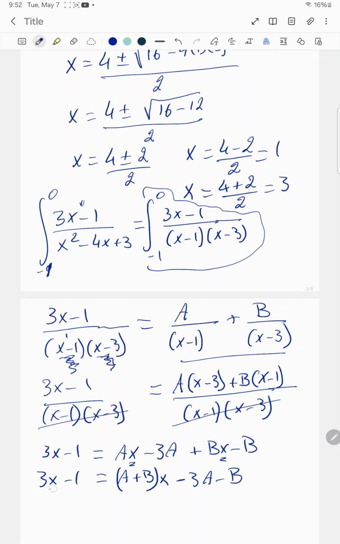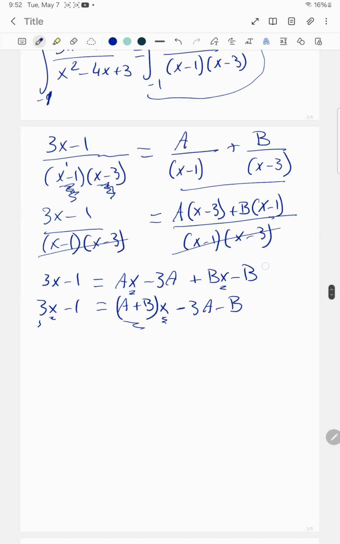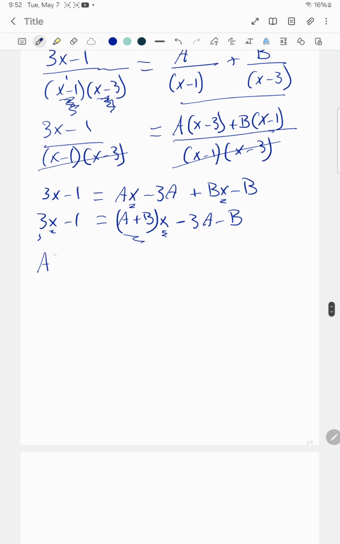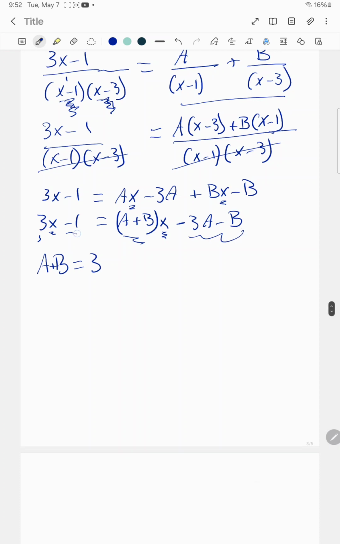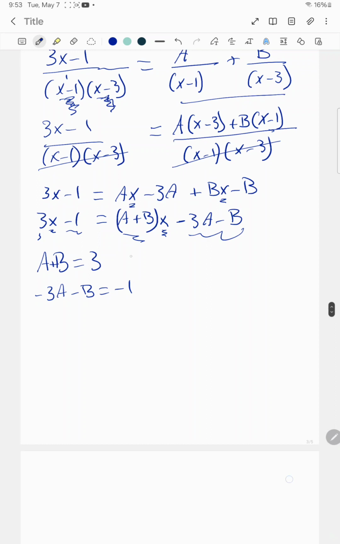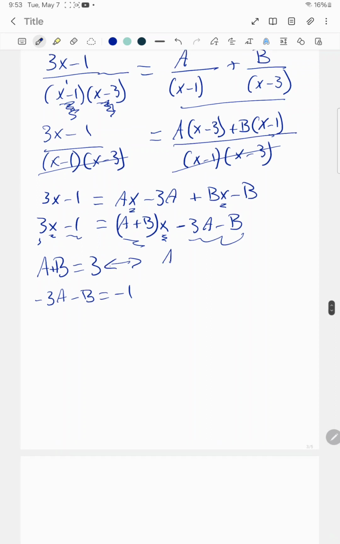The coefficient of x here is 3 and the coefficient of x here is A plus B. So A plus B should be equal to 3. And here there is no x. It's a constant and this is a constant. So minus 3A minus B is equal to minus 1. So from the first equation, I can find out that A equals 3 minus B.